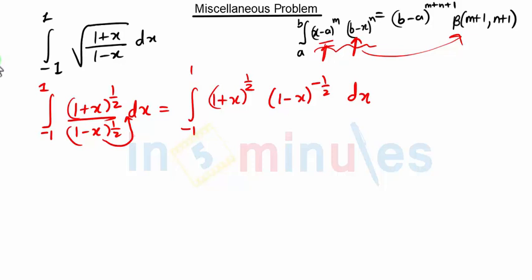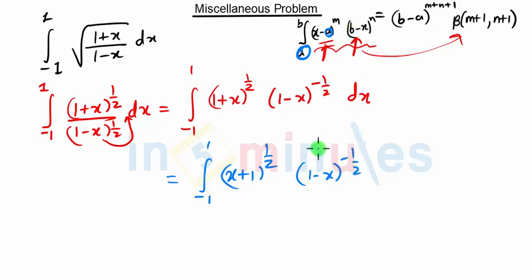So now if you see here, we have the terms x minus lower limit is this. So these two equations are exactly similar, that is minus 1 to 1, x plus 1 the whole raised to half into 1 minus x the whole raised to minus half. So if you compare this, we get b equal to 1 and we get a equal to minus 1. So this is our a and b. And m is half, which is this term, and n is minus half.